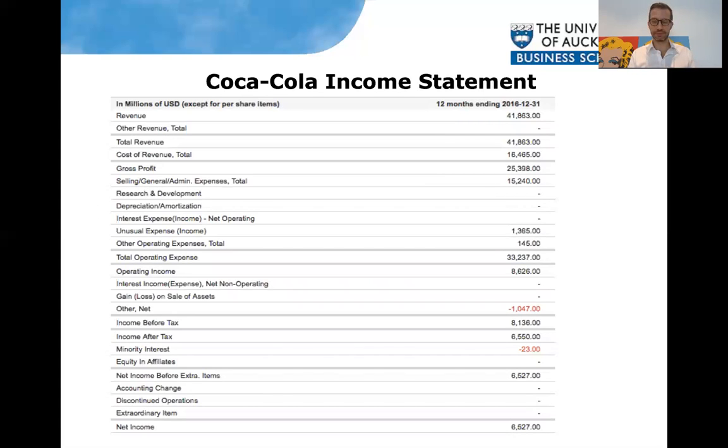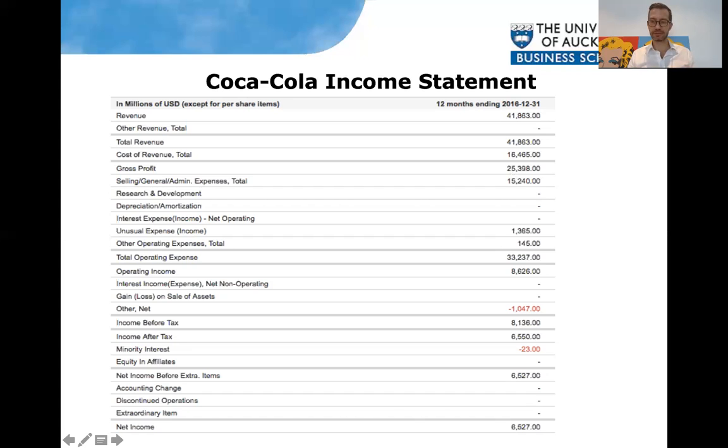Let's see an example. In the previous class, we discussed the balance sheet of Coca-Cola. Today, we discuss the income statement of Coca-Cola. You can see that at the top here, you get the revenues of Coca-Cola. In 2016, Coca-Cola generated 41 billion, almost $42 billion in revenues. The cost of goods sold to sell these Coca-Cola bottles and cans was $16 billion. If you deduct $16 billion from $41 billion, you get the gross profit of $25 billion.